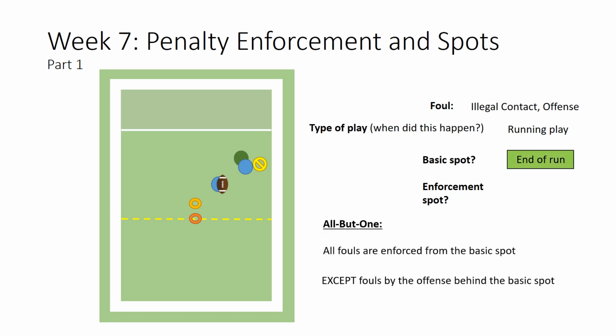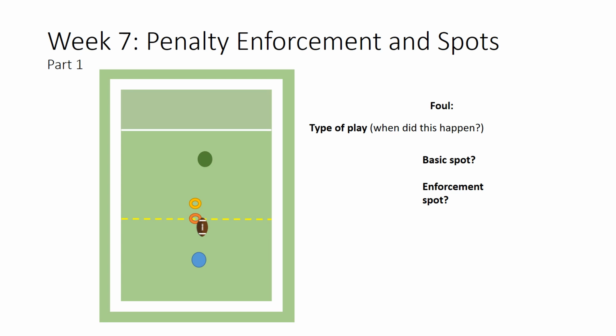Does it fall under the all but one principle? All fouls are enforced from the basic spot, except for fouls by the offense behind the basic spot. Well, this foul happened in front of the basic spot, even though it was by the offense, so therefore it does not fall into the exception. We're going to enforce it from the basic spot, so therefore our basic spot is also our enforcement spot. We're going to enforce from the end of the run against the offense.